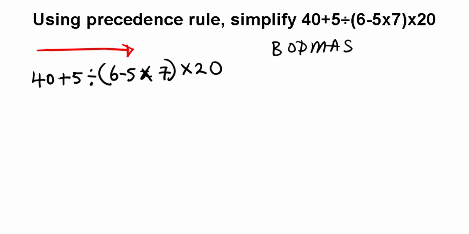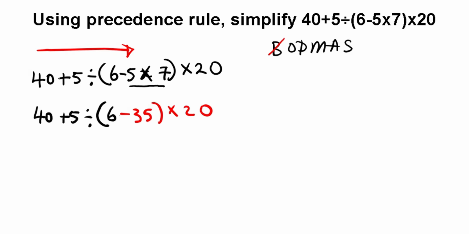And first of all, we are going to look at the ones in the bracket. Let's go ahead and do that. We have 40 plus 5 divided by the ones in the bracket. Here, multiplication is in the bracket, so it comes before subtraction. So we're going to have negative 5 multiplied by 7. We have 6 minus 35. Negative 5 multiplied by 7 will give you negative 35. Then multiplied by 20.